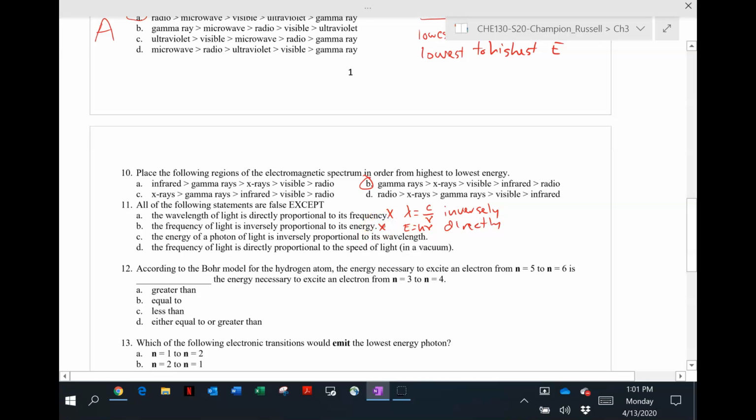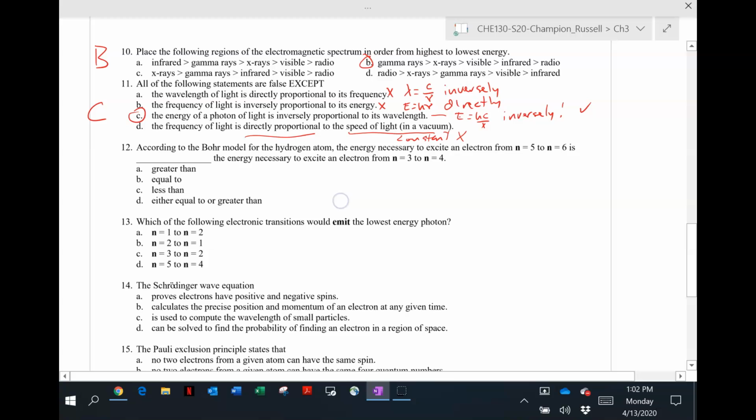The energy of a photon of light is inversely proportional to its wavelength. We've used above E equals hc over lambda. That is inversely proportional because lambda is on the bottom. So that looks like our right answer. And the frequency of light is directly proportional to the speed of light in a vacuum. The reason that's wrong, if you look at the equation, it certainly looks that way, right? But the speed of light in a vacuum is a constant, doesn't change, so there's no change to look at there. So D is wrong for that reason. C is our correct answer there.